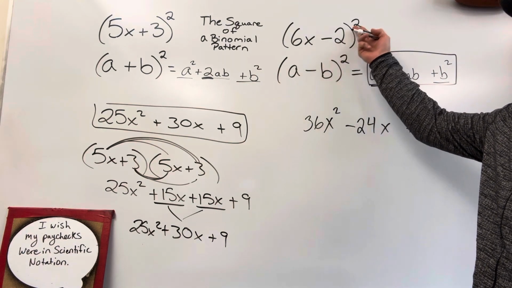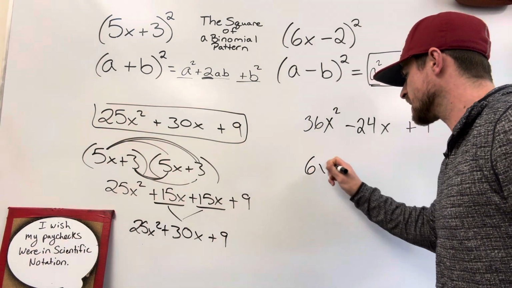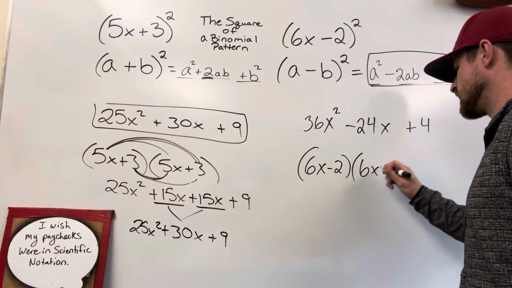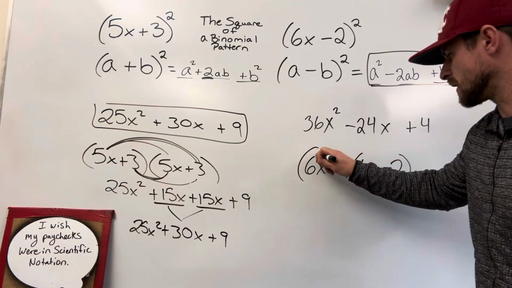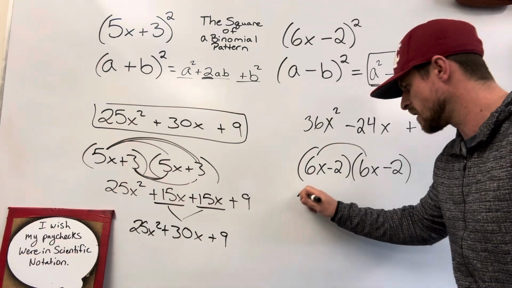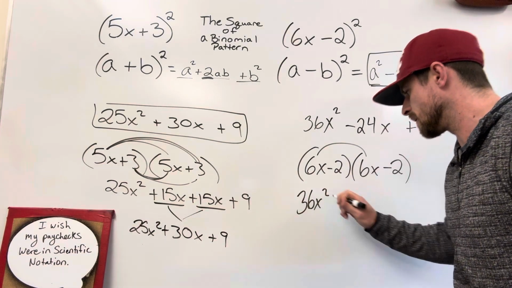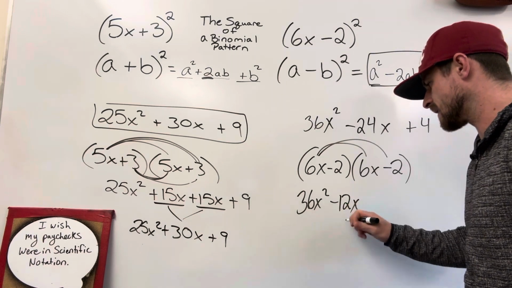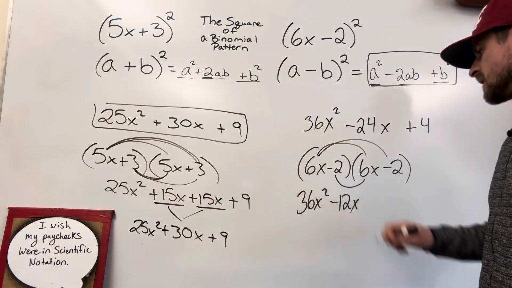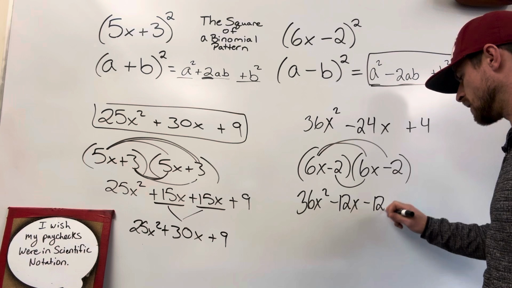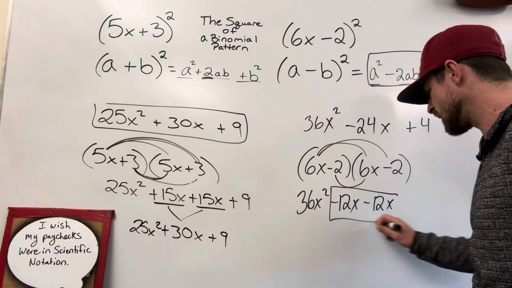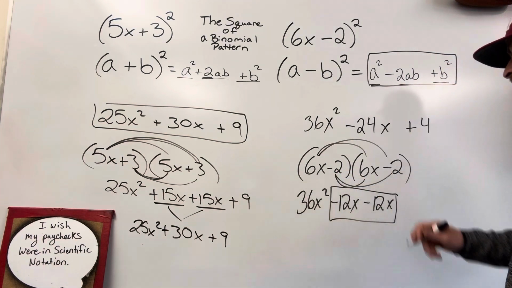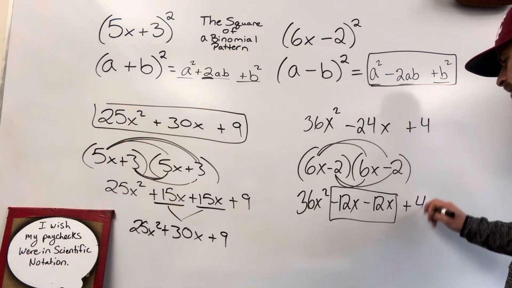6x minus 2 squared means 6x minus 2 times itself. So you just write it down 2 times and then FOIL it out. 6x times 6x, 36x squared. 6x times negative 2, negative 12x. Negative 2 times 6x, another negative 12x. Remember, that's why we multiply it by 2, because you're going to get 2 terms that match. And then negative 2 times negative 2 is positive 4.